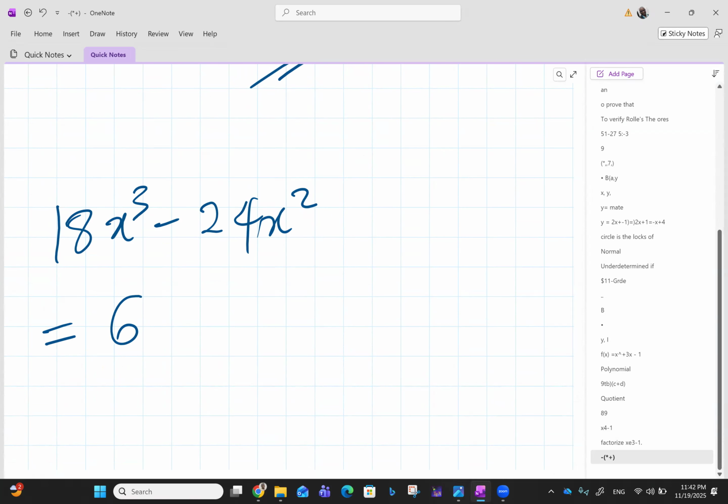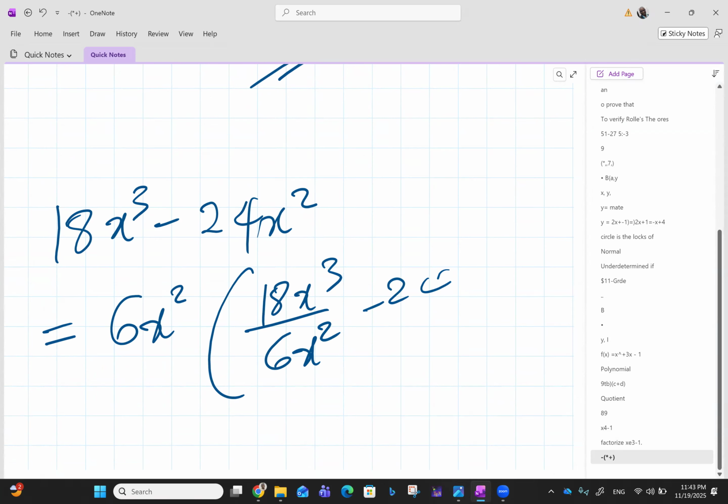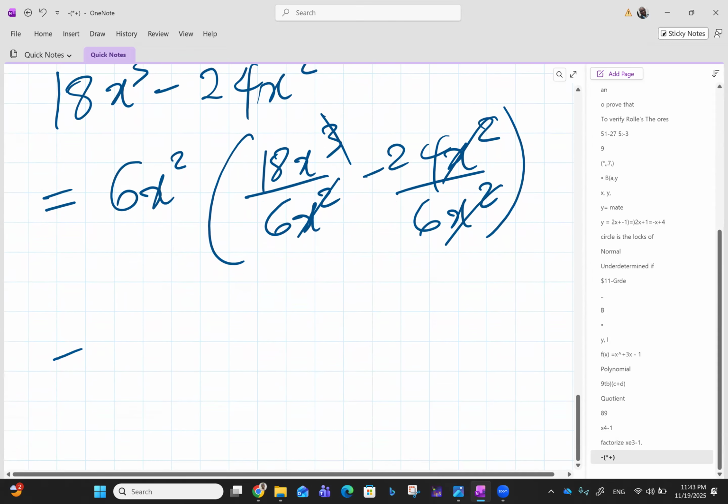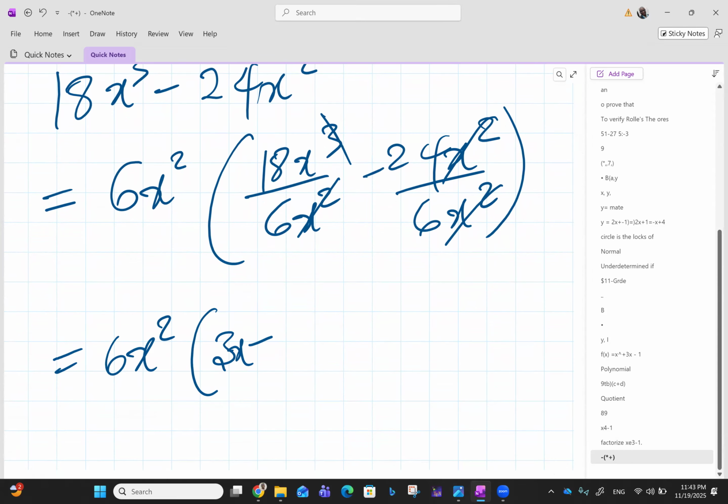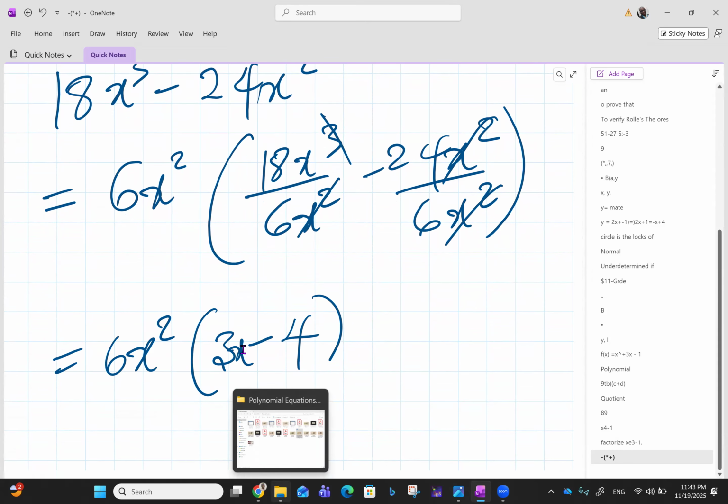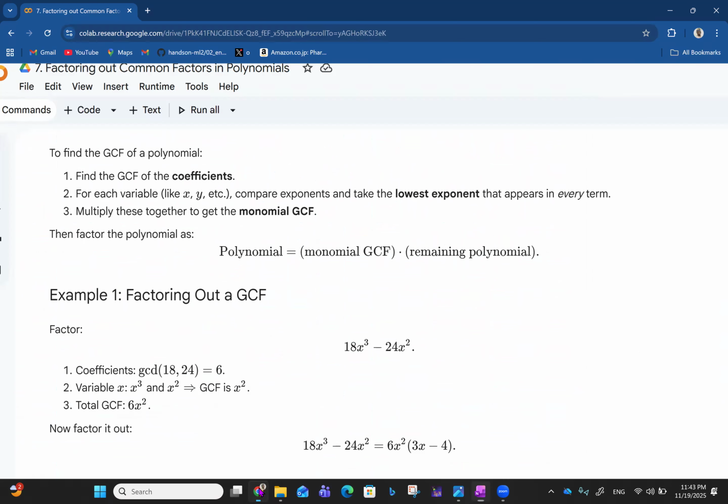Okay, so we know that 6 and x squared are common. So it's more like we now have 18x cubed divided by 6x squared minus 24x squared all over 6x squared. So this cancels this. Then this cancels two of that, and we have one left. So we now have 6x squared into 18 over 6 is 3, and then we have x still. Then 24 over 6 is 4. So 6x squared into 3x minus 4, like that.